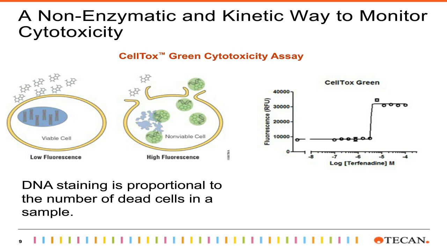The dye becomes fluorescent when it's bound to DNA. So in the end, fluorescence is directly proportional to the number of dead cells in your sample, and that's what we're showing in the graph on the right. Again, it's a non-lytic, kinetic way of measuring cytotoxicity in real time.